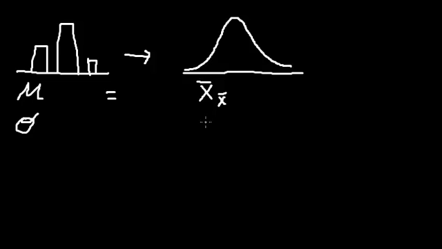In that case, the standard deviation of the sampling means is equal to the standard deviation of the population all over the square root of n, where n is the number of samples. Remember that the number of samples is very different from the sample size. Just make sure that's very clear for us.